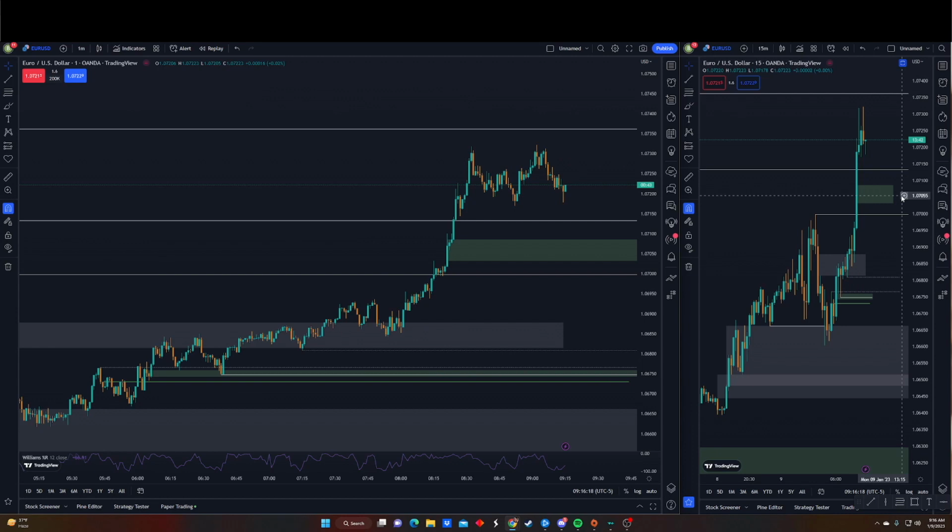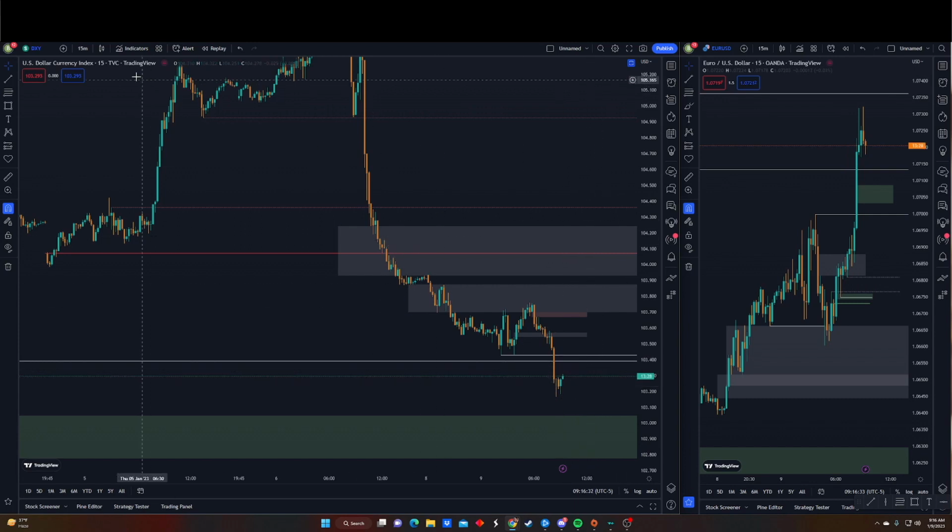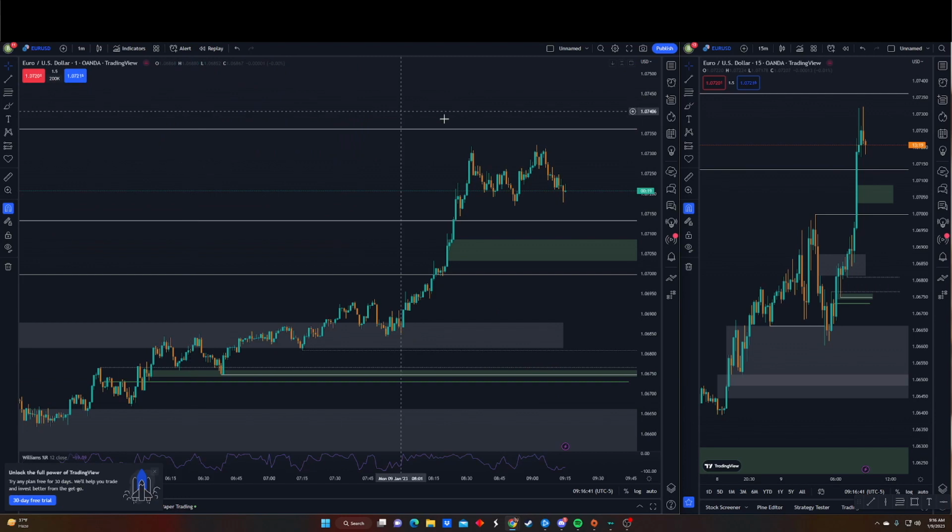I don't know if this would be considered SMT divergence. Dollar technically is punching into its 50-minute fair value gap. There's a little short-term high right there. Really, really small. Pretty much insignificant. Whereas Euro's keeping them intact. I don't think that means anything at the moment.